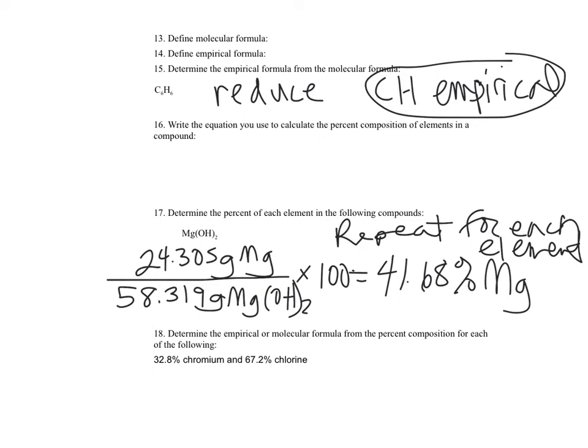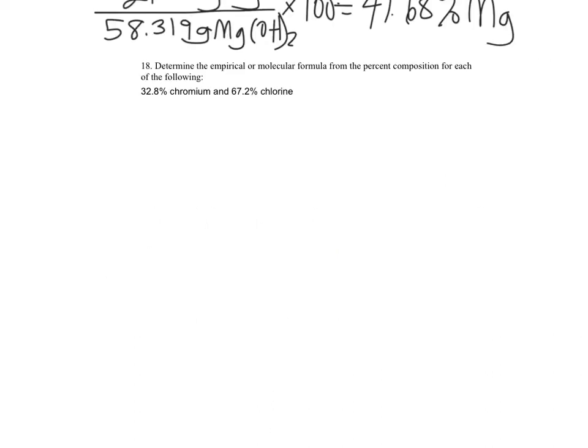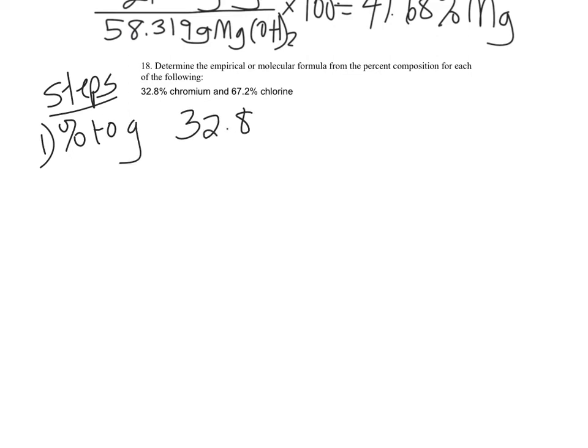Question 18. You got to determine the empirical or molecular formula based on the percent that was given. So following the cheat sheet that we did, we said that there are several steps that you have to follow to go from percent and figure out the formula. The first step is that you need to convert and just rewrite any percent, write it to grams. So that means my 32.8% chromium is just 32.8 grams. And my 67.2% chlorine is 67.2 grams of chlorine.